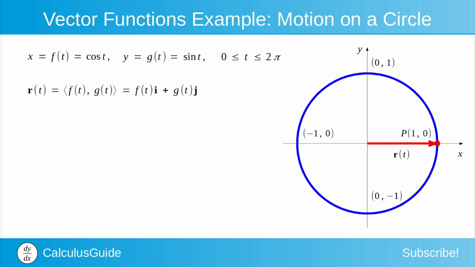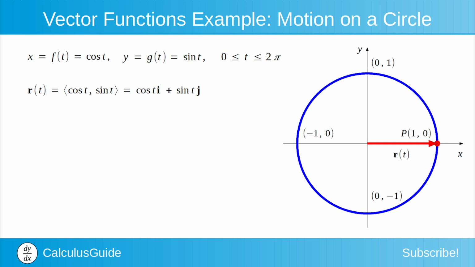When we substitute f of t is equal to cos t and g of t is equal to sin t into the vector function r of t, we get r of t is equal to (cos t, sin t) in component form, and it's equal to cos t i plus sin t j in terms of i and j.